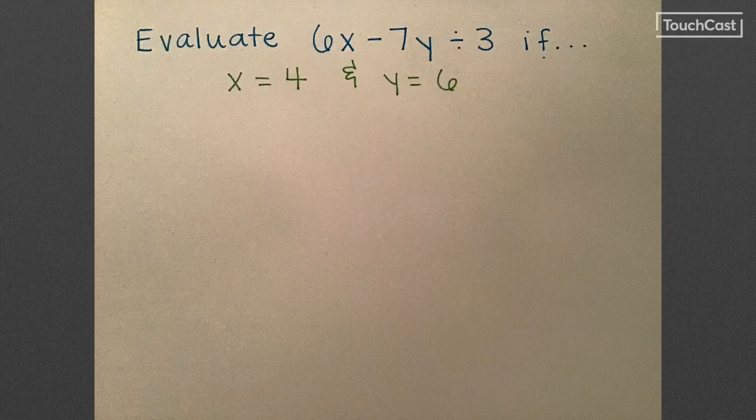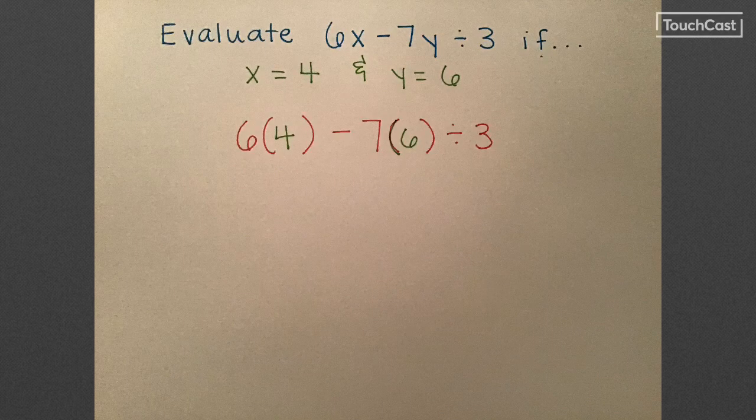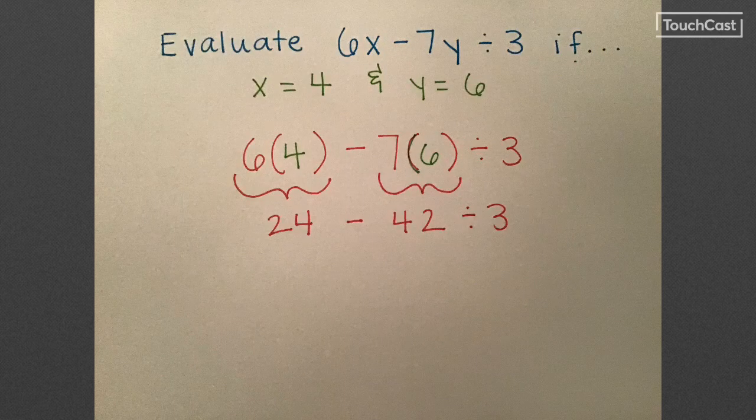Lastly, I want us to solve an equation. So evaluate 6x minus 7y divided by 3 if x equals 4 and y equals 6. Let's start by replacing our variables with the numbers that are given. So now we have 6 times 4 minus 7 times 6 divided by 3. Let's think, what's our first step in order of operations? We're going to need to start by working with our parentheses or working with our multiplication.